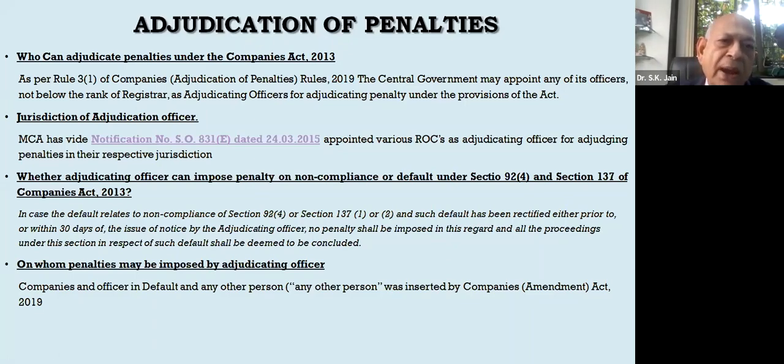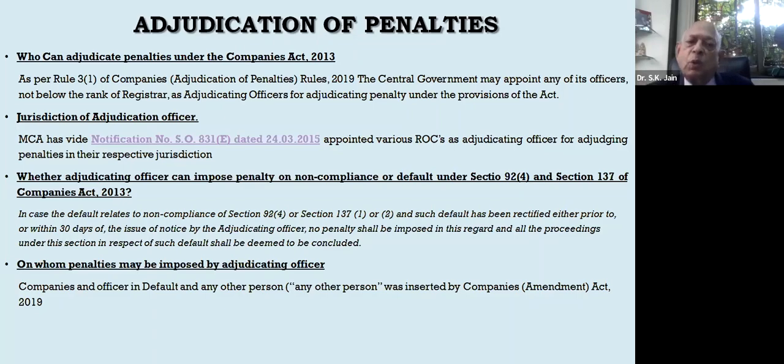Now, who can adjudicate penalties under the Companies Act 2013? In the Companies Act, there is section 454, and then the Companies (Adjudication of Penalties) Rules 2019. For compounding, there are no separate prescribed rules. But for adjudication, there is a rule which is called the Companies (Adjudication of Penalties) Rules 2019.